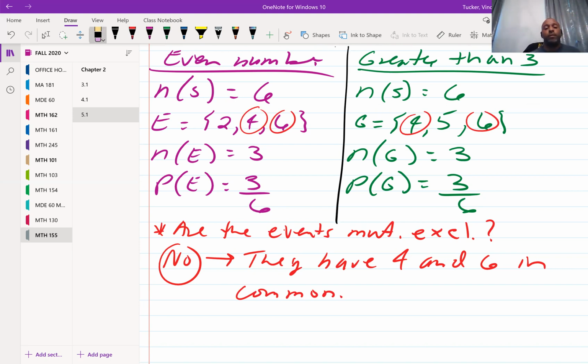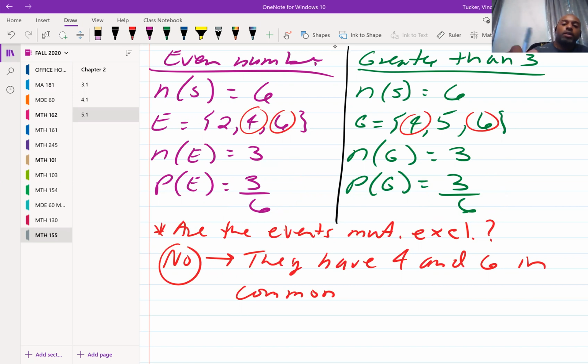So we don't want to add these probabilities together, because just adding them together is not going to be a legit answer, because it's counting 4 and 6 twice. Because this 3 over 6 has 4 and 6 in it. This 3 over 6 has 4 and 6 in it. So just adding them together would actually give us a 100% chance of getting an even number or greater than 3, which is not accurate.